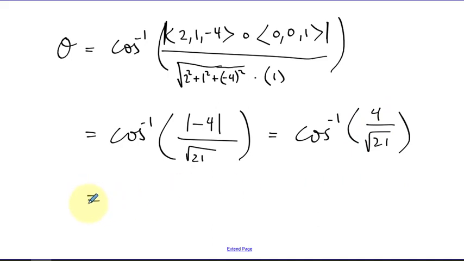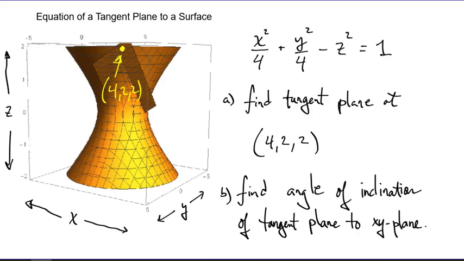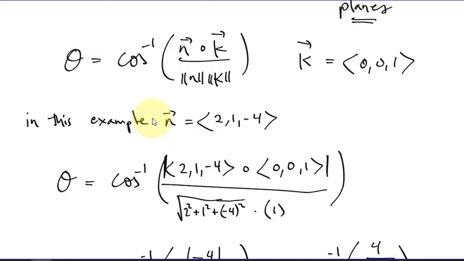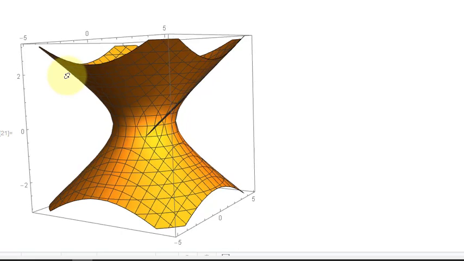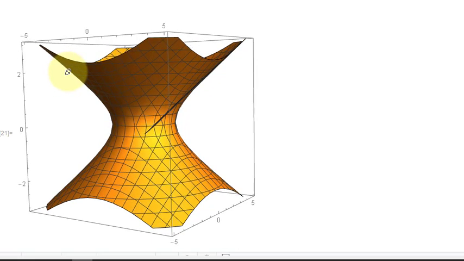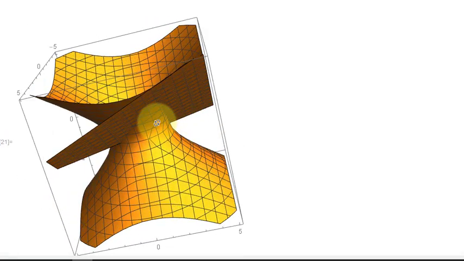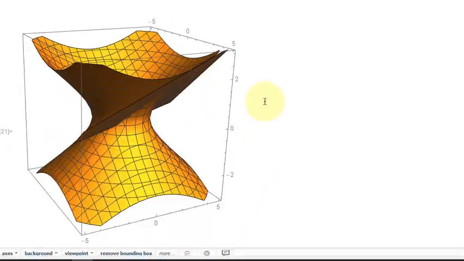And in a situation like this, it makes more sense to put it in degrees. It's usually a little bit easier to visualize degrees. So I come up with about 29.2 degrees as the angle relative to the xy plane. I know it doesn't really look like 29 degrees, but that's what I get. Yeah, okay, maybe 29 degrees. That's what we get. All right, so that angle from the xy plane up to this plane is about 29 degrees.